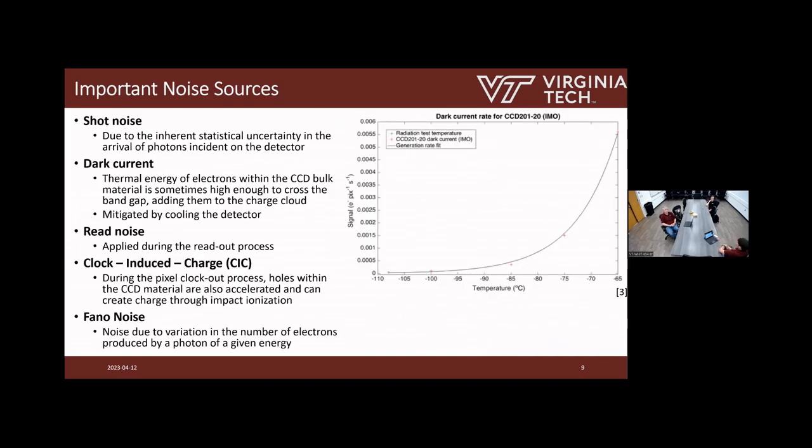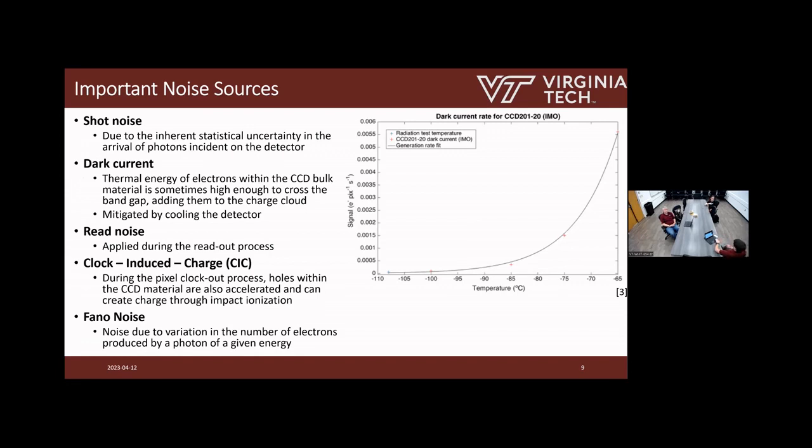Now, like any device, there are important noise sources that we have to consider on our measurement. So the first is the shot noise. This is just the inherent statistical uncertainty in the arrival of photons incident on the detector. So say you have an arrival rate of 10 photons per second. During any given second, you might have 9, you might have 11. There's uncertainty associated with that.